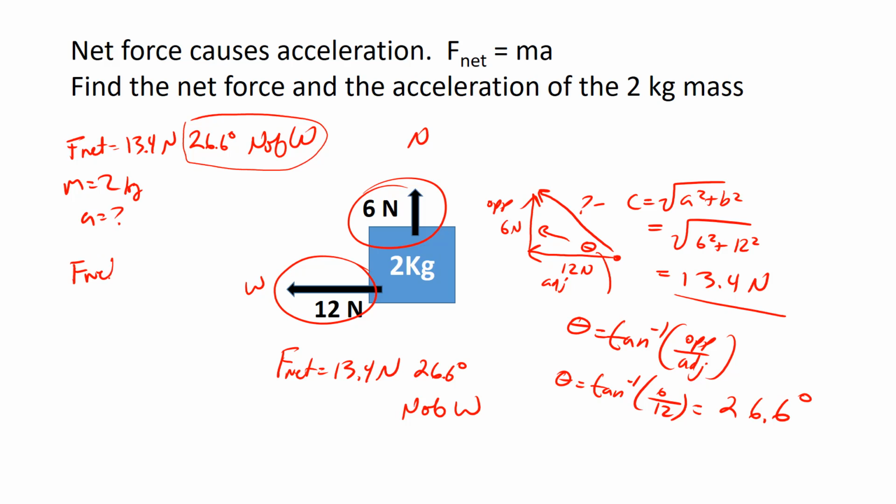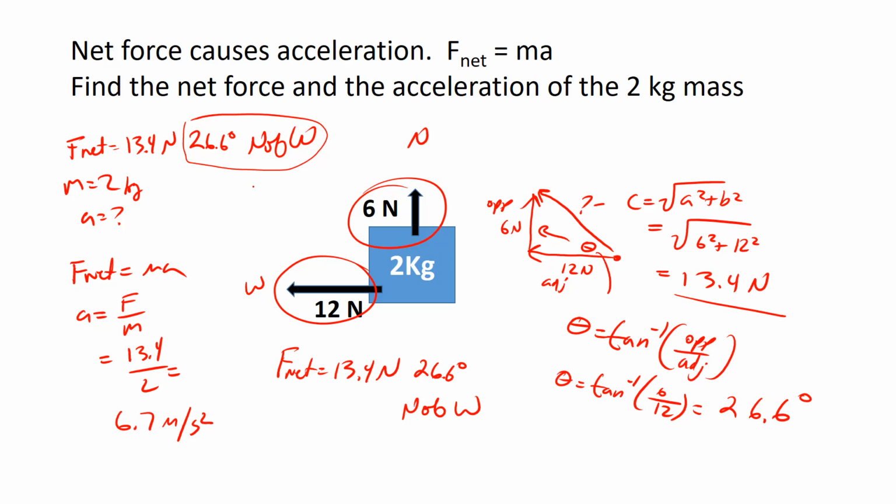So F net, or F equals ma. F equals ma is much simpler, but that's what we're dealing with, the net force. And a equals F net, which is F, I'm just going to leave out the net again, over m. And so that equals a force of 13.4 divided by 2. And once we get that answer, 13.4 divided by 2, I get 6.7 meters per second squared.